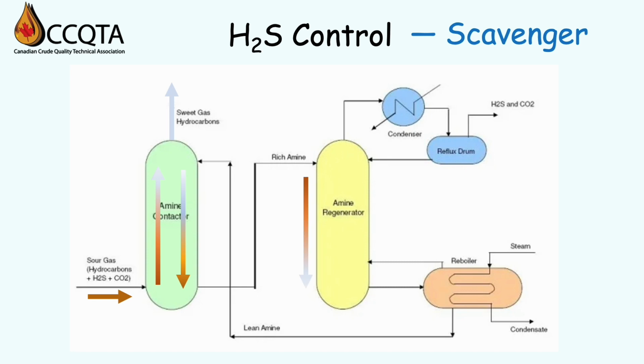The rich amine then passes through the regenerator, where it is heated to 120 degrees Celsius to release the H2S, and then the lean amine returns to the contactor.